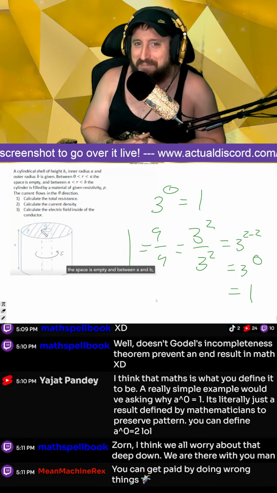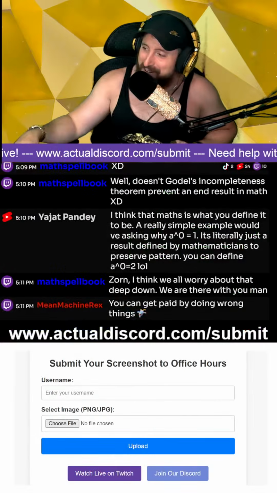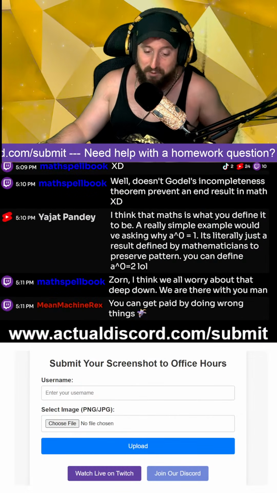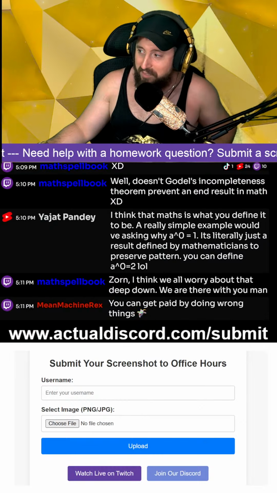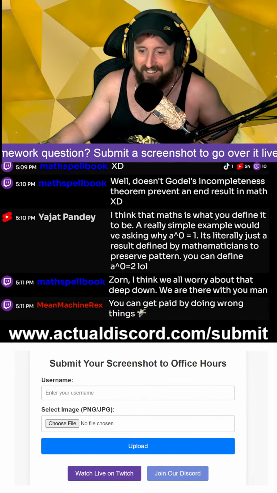Meme Machine Rex says, you can get paid by doing wrong things. Yes, you very much so can get paid by doing wrong things. It's not always about the money. I agree. If it was about the money, we wouldn't be doing math and physics. I wouldn't be doing this if it was about the money. I agree.